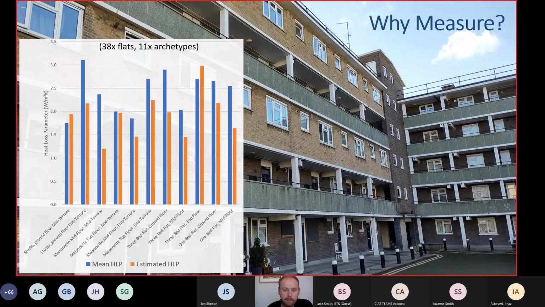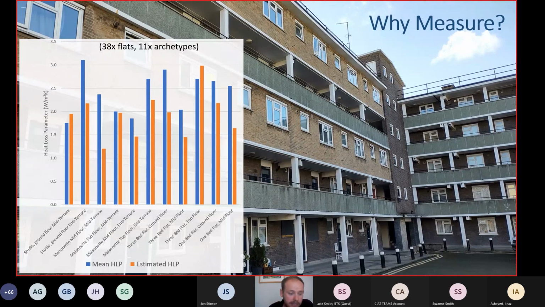Here's another example. This is another block of flats this time, and we measured the thermal performance of almost all of the flats. And you can see that in this chart, I'm comparing the estimated heat loss parameter. That's the overall thermal performance divided by the floor area to normalize it for size. So we're comparing the predicted heat loss parameter taken from a SAP survey in orange on the right hand side with the measured value, which is in blue on the left hand side on each of those towers.